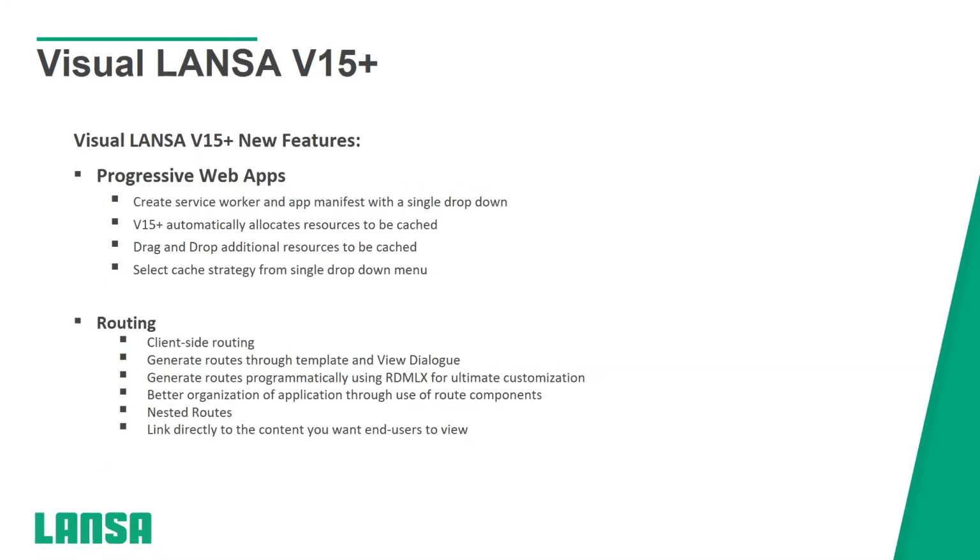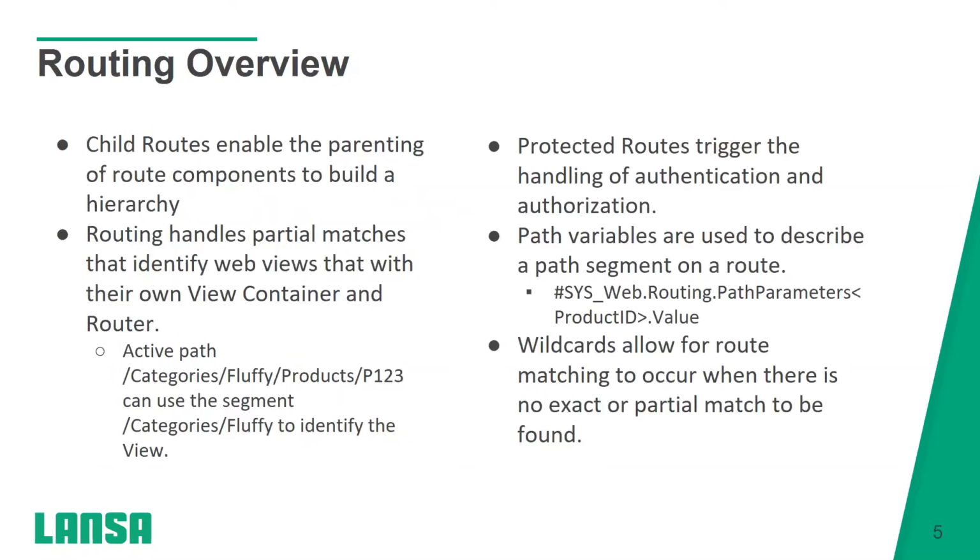So you can web enable or progressive web enable a regular web app in V15 Plus in about 45 to 60 seconds. And then routing, which Edgar will get into, but just to highlight some of those: with the client-side routing, generate routes through template and view dialog, generate routes programmatically through RDMX for the ultimate customization, better organization of application through the use of route components, nested routes, and then of course, link directly to content you want your end users to view, which is ultimately, you can guide them right there. So with that said, Edgar, I can hand this over to you and let you talk about routing.